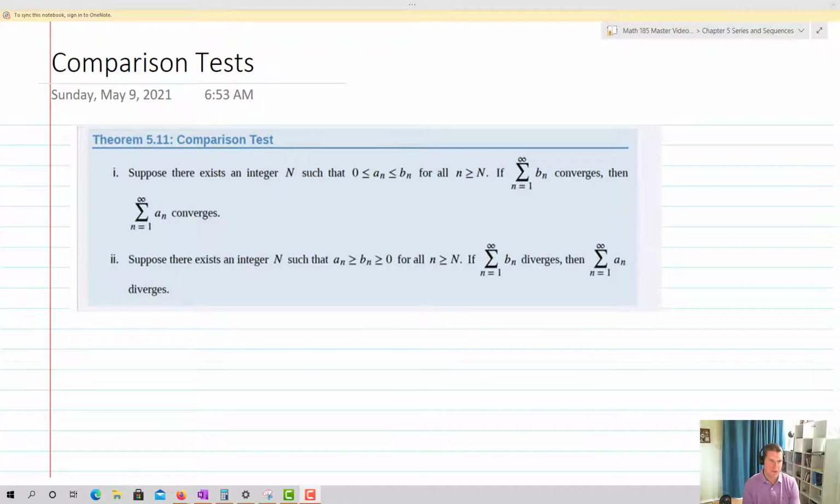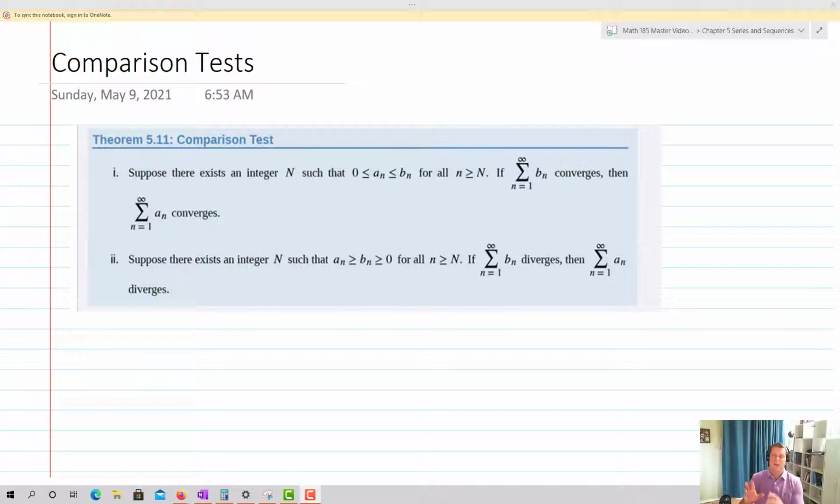So we'll begin with a theorem, our comparison test theorem. It says, suppose there exists an integer N such that 0 is less than or equal to a sub n, which is less than or equal to b sub n, for all n greater than or equal to N. This big N is like a big arbitrary number. We're actually going to figure out what that number is, but there's got to be a point at which b sub n ends up being bigger than a sub n. If the sum from n equals 1 to infinity of b sub n converges, then the sum from n equals 1 to infinity of a sub n converges.